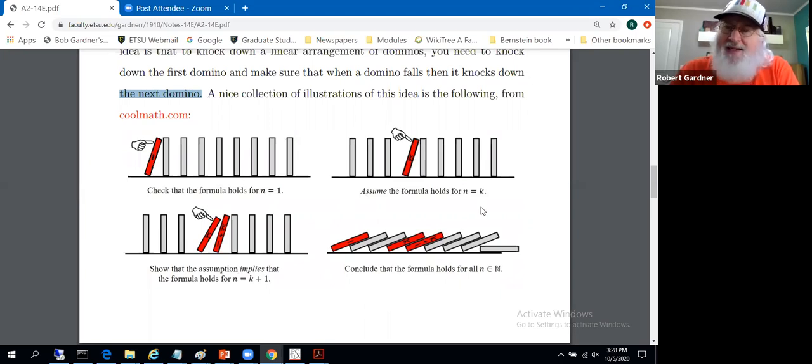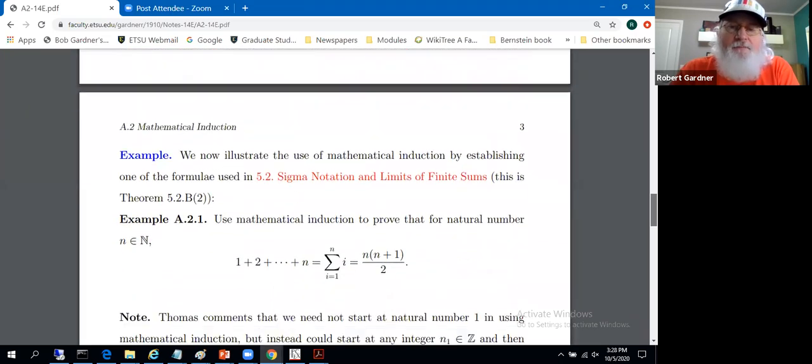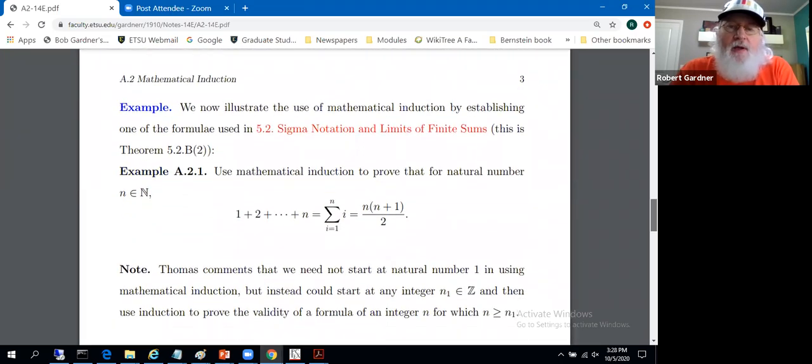So the ideas behind this are actually that elementary. So let's go through several examples. We'll illustrate this in connection first with those formulas from section 5.2. Example A.2.1, I've numbered it.